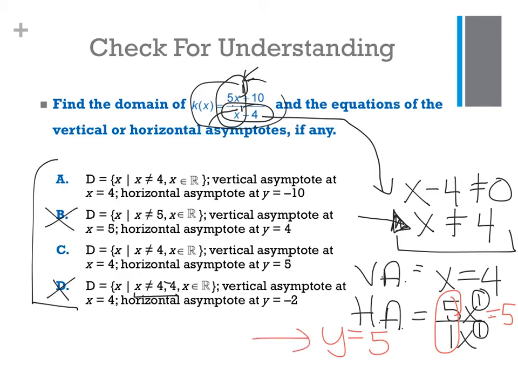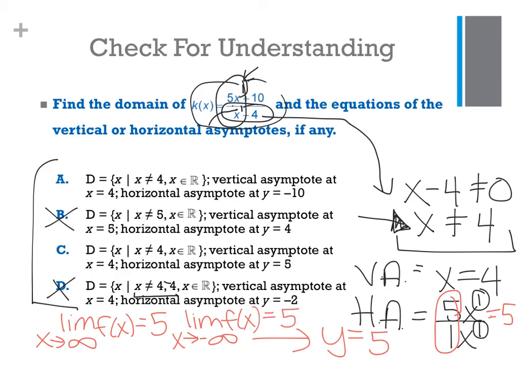Now what this means graphically is that when I determine my end behavior, when I find my limit as x approaches infinity, I get 5. And when I determine as x approaches negative infinity, the left end behavior, that is also going to approach 5. So looking at A and C, A says the horizontal asymptote is at negative 10, which is not true. So A is not my response. And C, because C says that the horizontal asymptote is at 5 and that a vertical asymptote is at 4, is the correct response for this question.